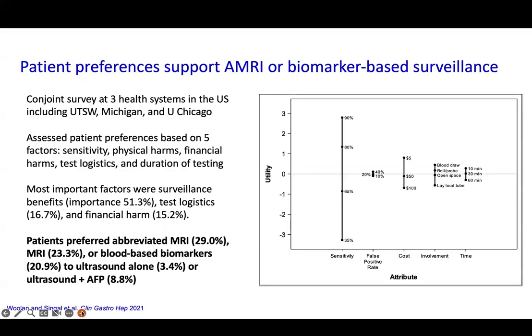So when you ask patients, they would really love to have a tool that's not an ultrasound with alpha-fetoprotein every 6 months. And trying to pull patients in a way that makes them an educated participant in their health care. This study that surveyed individuals on preference looked at 5 different factors. Sensitivity, so were we likely to find something at an earlier time point, not specificity, but sensitivity. Physical harms, like were we likely to scare you, make you do lots of tests. Financial impact, test logistics, and then the duration of testing.